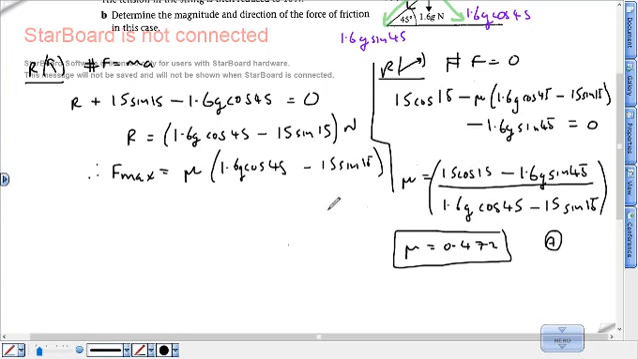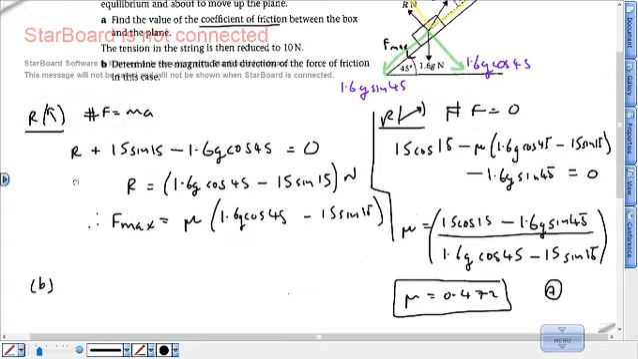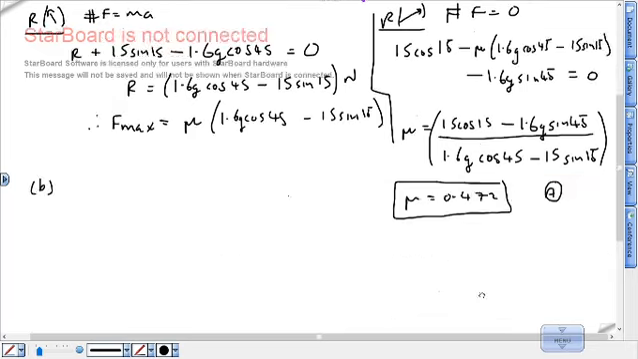Okay, right, it now says part B. So part B, the tension of the string is then reduced to 10 newtons. Determine the magnitude and direction of the force of friction, determine if it's going to act up or down. Okay, so looking at this, we've got F max. F max is this bit here. It is all of that bit there, so I'm going to work that bit out.